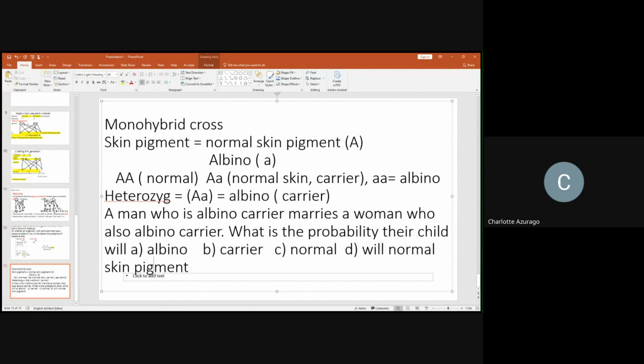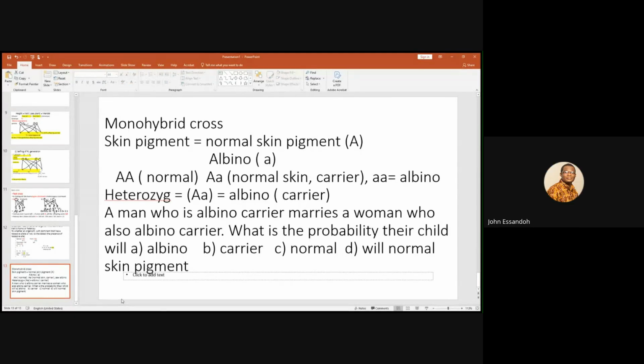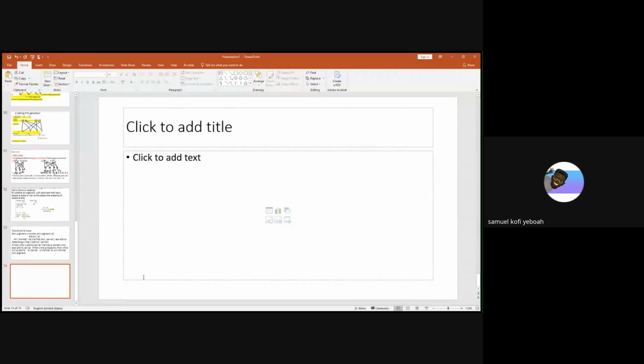So I'm done. You have 25% normal, 25% albino, carrier 50%, normal 25%. And then normal skin pigment, that's D, 25%. Oh, that one is very tricky.